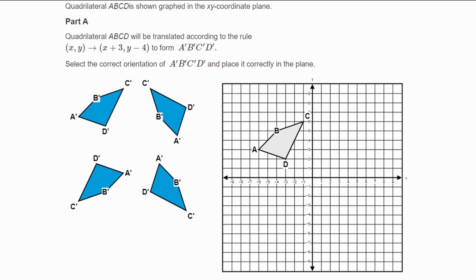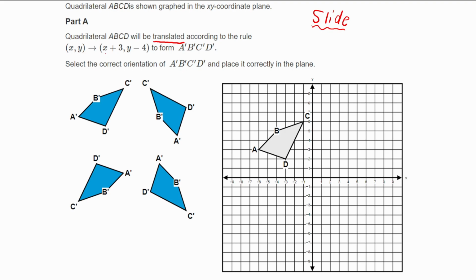Now, first of all, let's remember that a translation is one of our rigid motions. This means our shape will be the same shape and size, right? Now, translation, we could also remember, is a slide. So a slide, right? Now, our rule is (x, y) becomes (x + 3, y - 4) to form A prime, B prime, C prime, D prime, right?